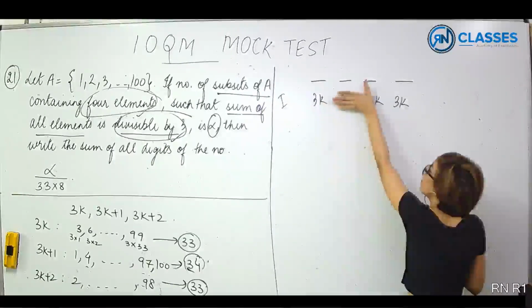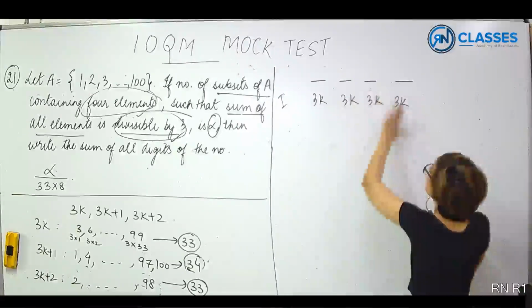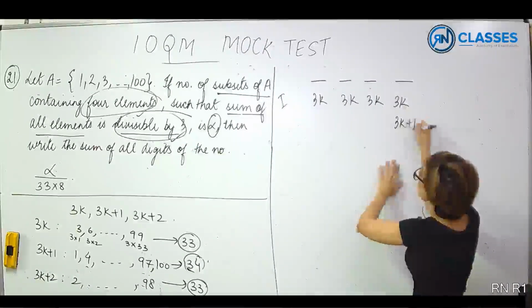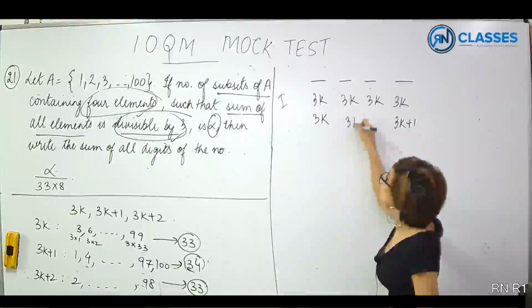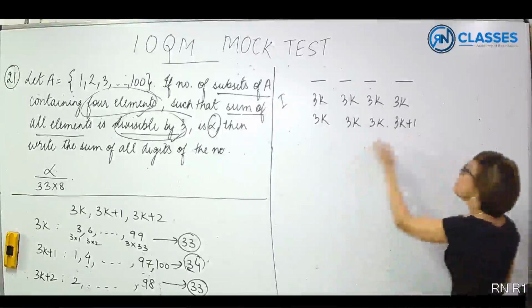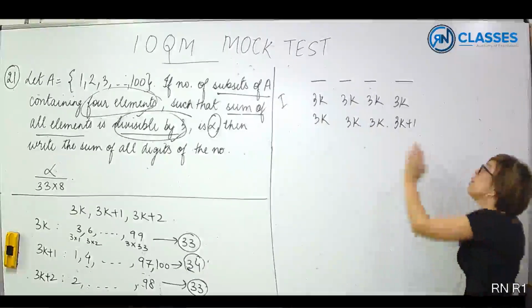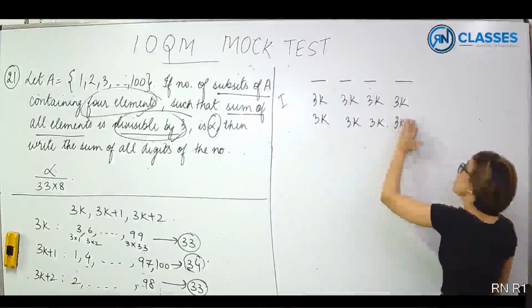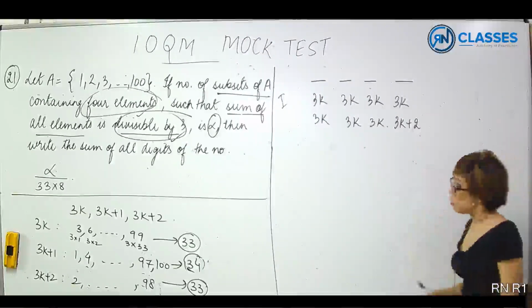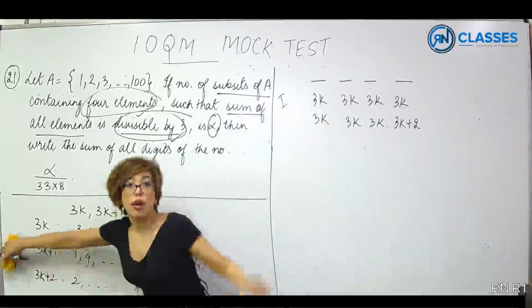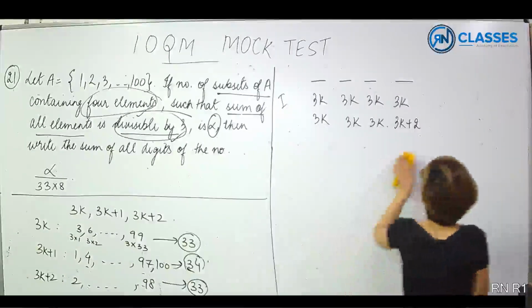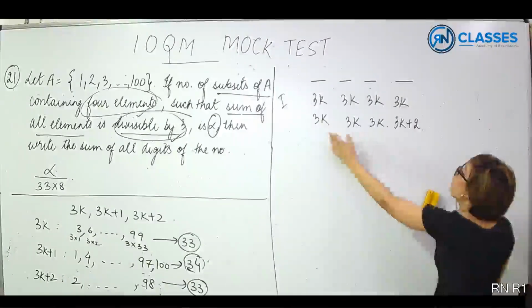Now, the thing is, I'll keep these 3 as constant. Do you think I can change this to 3k plus 1? The answer is no. Right? Because then the sum is not divisible by 3. Do you think keeping this as constant, I can keep this as 3k plus 2? The answer is no. Because again, the sum is not divisible by 3. So that means I have exhausted all the cases when I have these 3 as 3k.